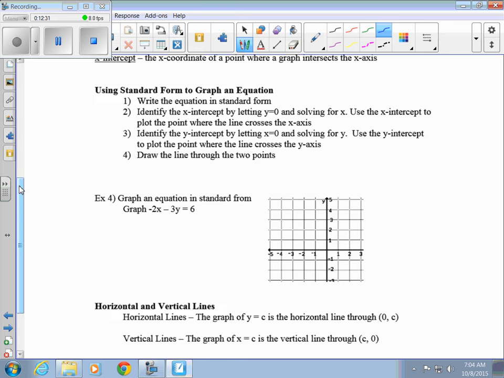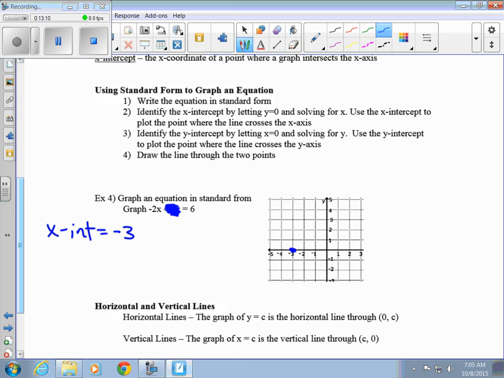If we look at example 4, done. It's in standard form. X and y are on the same side, the constant's on the other side. Identify the x-intercept by letting y equals 0 and solving for x. Use the x-intercept to plot the point where the line crosses the x-axis. All right, so that's what we're going to do right now. Identify the x-intercept. So cover that up. That's 0. And that's what they say. Put in 0. Solve for x. Well, x-intercept is -3. 6 divided by -2 is -3. So my x-intercept is -3.